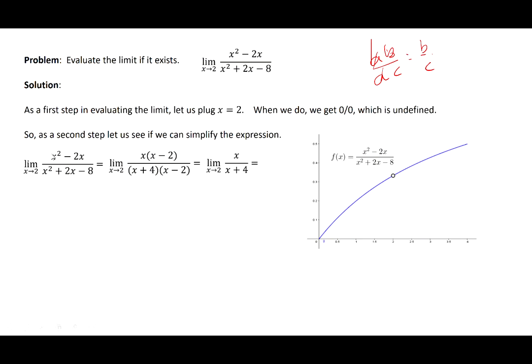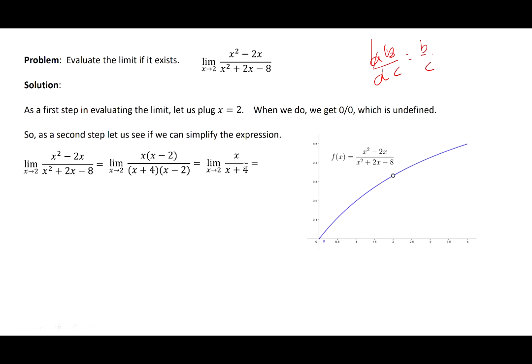So that expression, x squared minus 2x over x squared plus 2x minus 8, could be simplified to x over x plus 4. Now, ladies and gentlemen, the graph that you see here is of x squared minus 2x over x squared plus 2x minus 8. And that one has a hole at x equals 2.